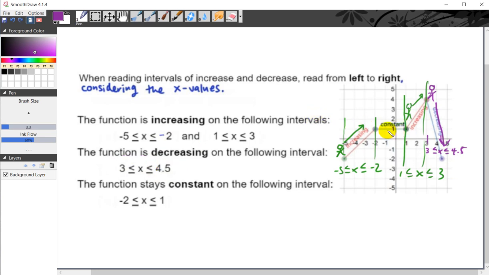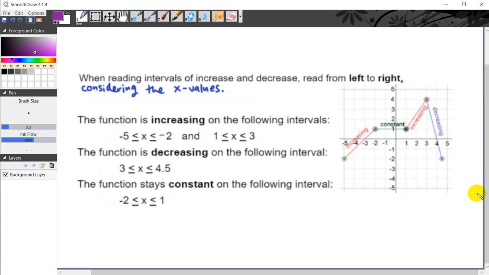Okay, and the function stays constant. Well, of course, as you can see here, constant implies a flat slope, and that flat slope would be from -2 until 1. So like I said earlier, just go ahead and imagine yourself on a hill and read from left to right. Okay, but that's generally how you would go and identify those intervals.